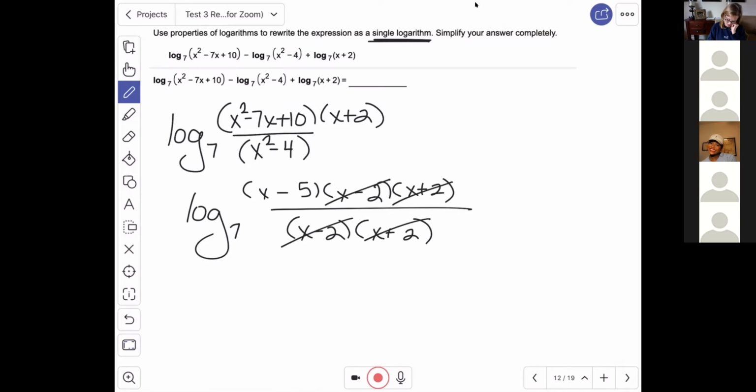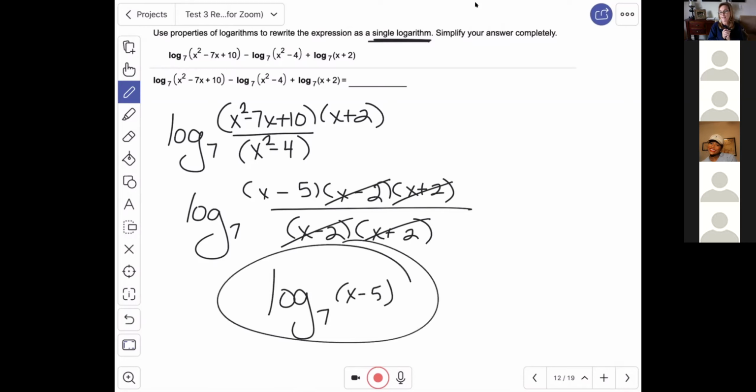So my answer is log base 7 of x minus 5. That's what it looks like. So you combined it into one log. But none of these answers are going to be real big, huge, complicated logs. So it factored. All right.